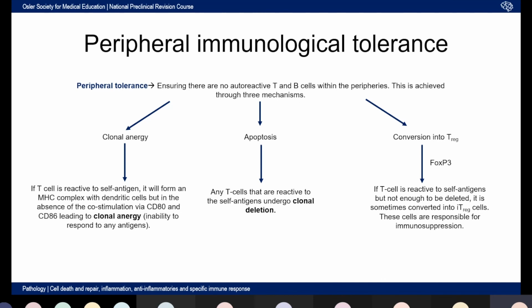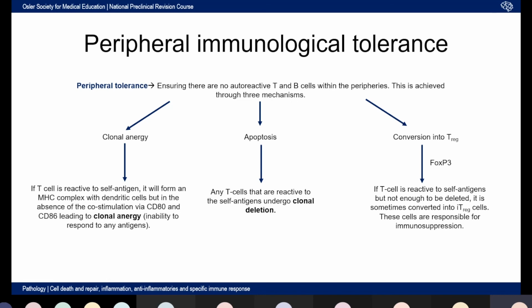So one way we prevent that is by having this peripheral tolerance, and there are three mechanisms: clonal anergy, apoptosis, and Treg formation. Clonal anergy is what we talked about. When there's no co-stimulation with CD28 and CD80, it stops reacting. It no longer becomes functional. Then there's apoptosis, which basically kills off any cell, and what kills it off is the Treg. So the Treg cells will bind to any T cells or B cells, and if it detects that they are specific to self-antigens, it will cause them to apoptose.